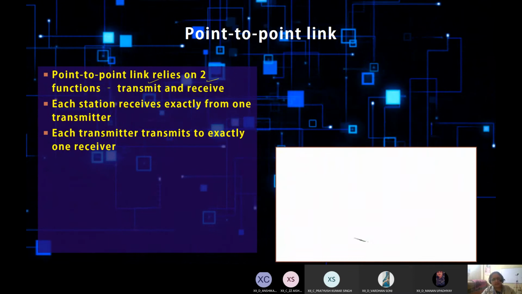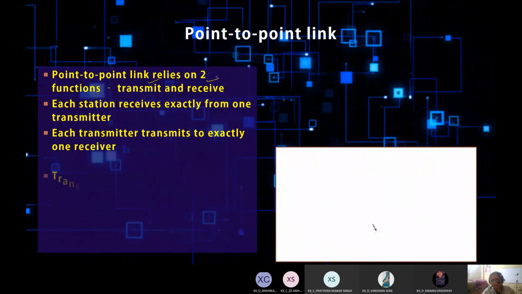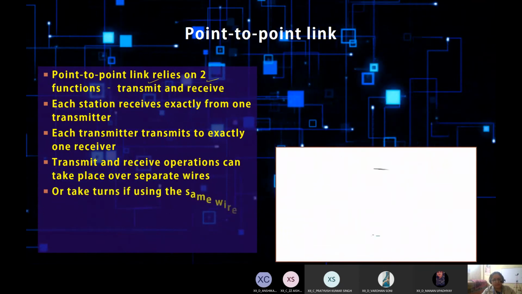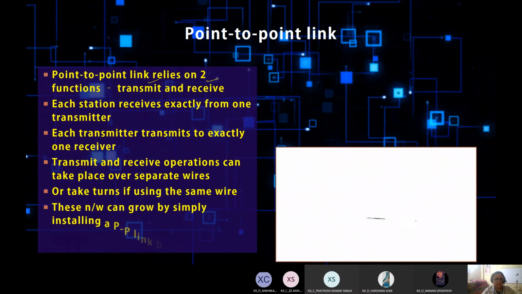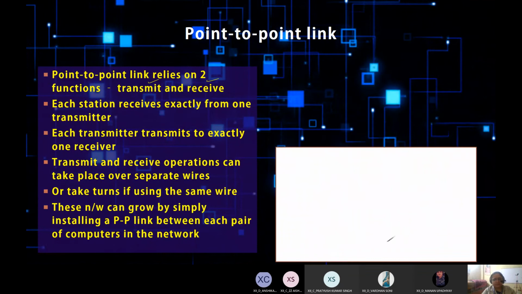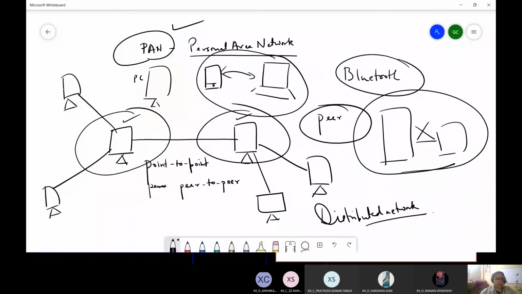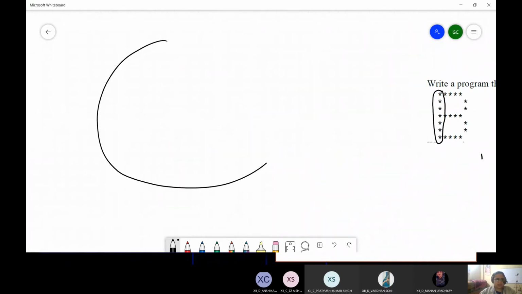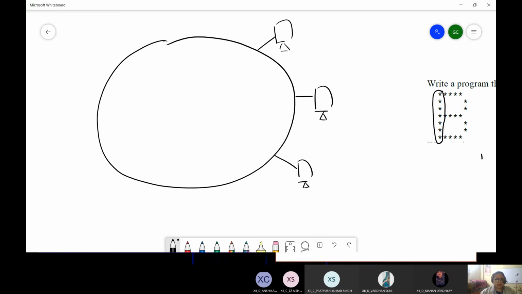Each station receives exactly from one transmitter. Each transmitter transmits to exactly one receiver. Transmit and receive operations can take place over separate wires or take turns with the same wire. So this is how a point to point link can grow, right? Sometimes there could be separate wires over here as you are seeing it, and sometimes it could be like a token ring system where multiple devices are attached to the same main cable, right? And this is how they are sharing one transmission medium itself.